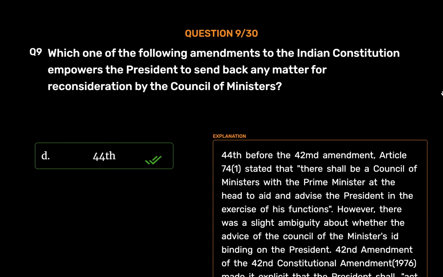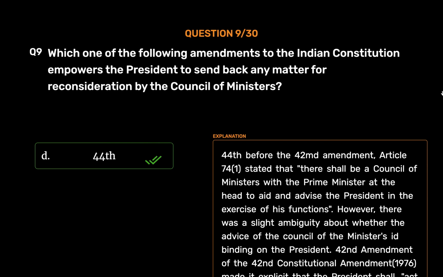44th. Before the 42nd Amendment, Article 74(1) stated that there shall be a Council of Ministers with the Prime Minister at the head to aid and advise the President in the exercise of his functions. However, there was a slight ambiguity about whether the advice of the Council of Ministers is binding on the President. The 42nd Constitutional Amendment, 1976, made it explicit that the President shall act in accordance with such advice. The amendment went into effect from the 3rd of January 1977.